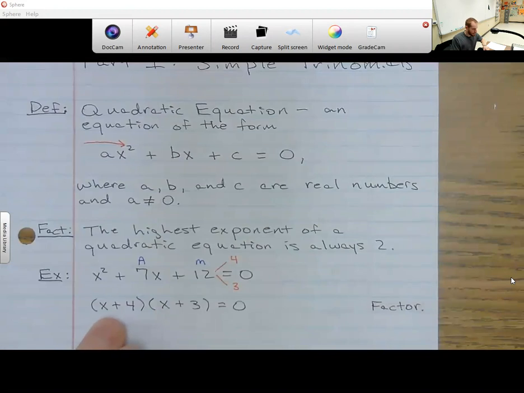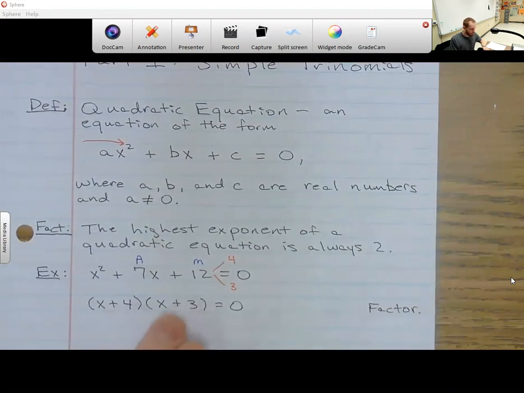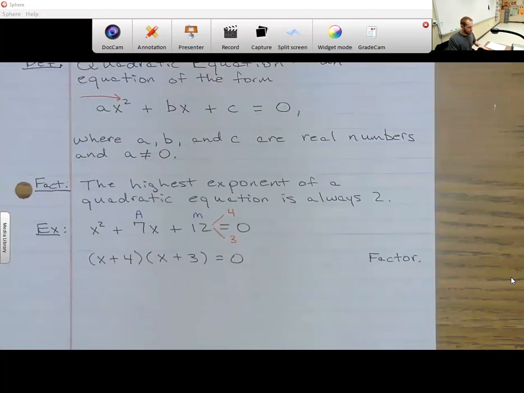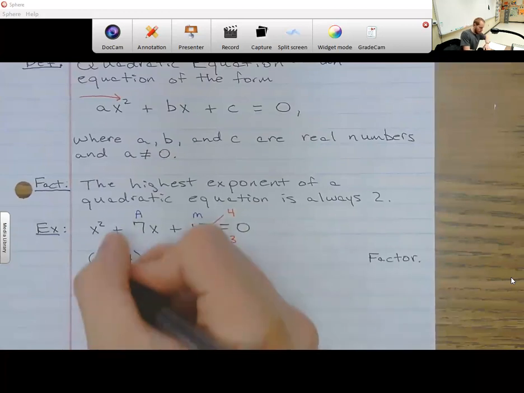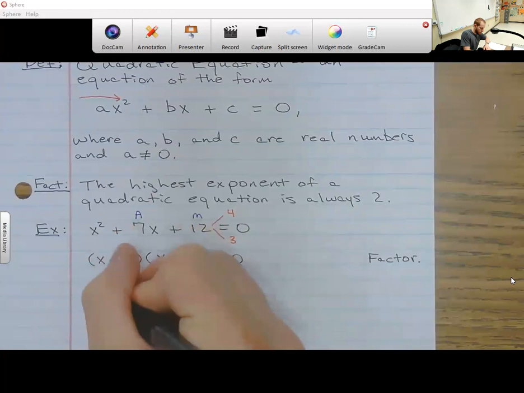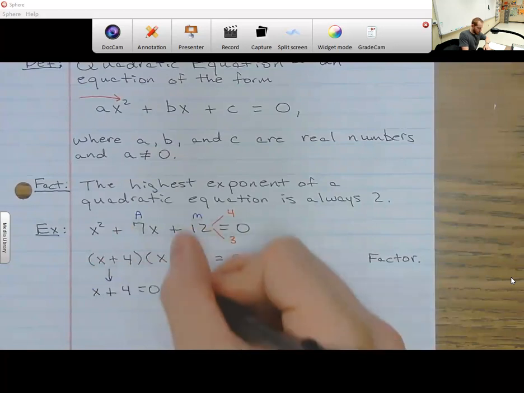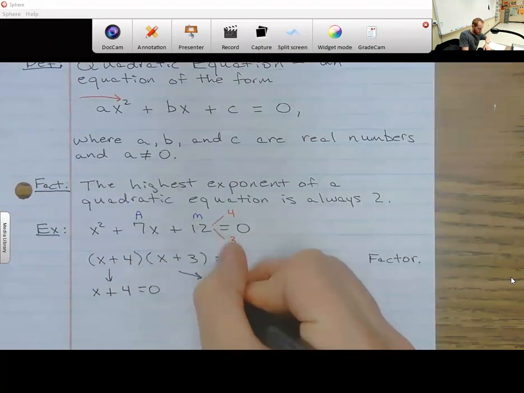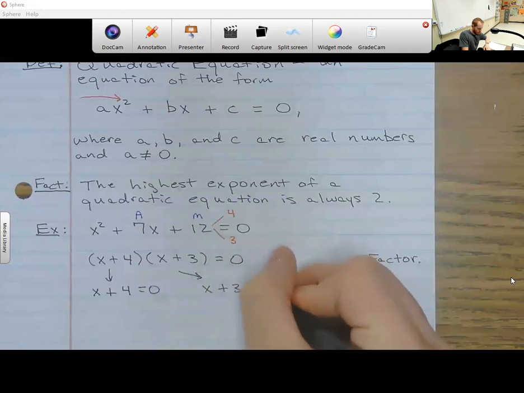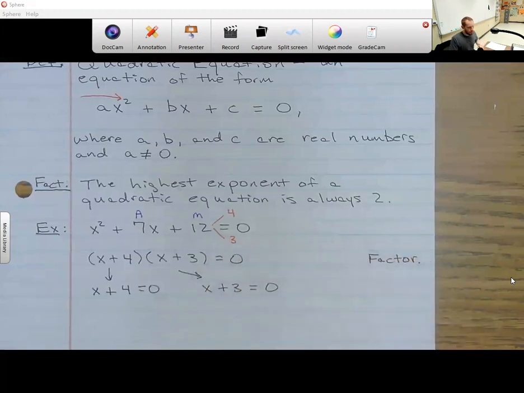My first factor is going to be x plus 4, and my second factor is going to be x plus 3. Okay? So now we're going to set both of those factors equal to 0, and we're going to find out what x has to be. I take the first factor and set it equal to 0. I get x plus 4 is 0. Then I take the second factor and set that equal to 0. I get x plus 3 equals 0. So now I've got two different equations that I can solve for x. Let's go ahead and do them both.